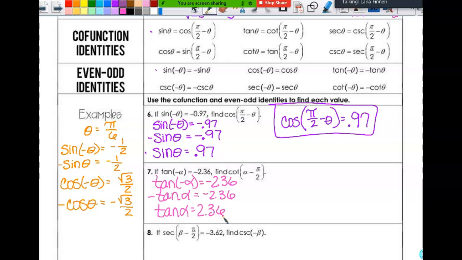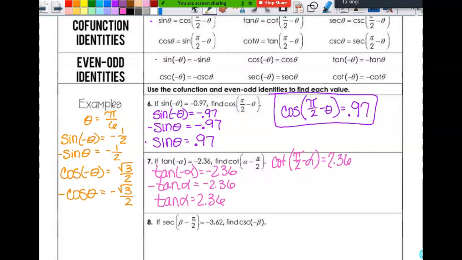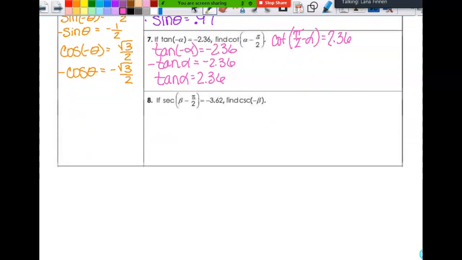So now I get to substitute. For tangent of alpha, I'm going to substitute this right here, but making it alpha. So that's going to give me cotangent of pi halves minus alpha equals 2.36. But the problem is that doesn't look exactly like what I wanted because it's backwards, so I'm definitely not done. So I'm going to go ahead and flip those around, and I'm going to get the cotangent of negative alpha plus pi halves, watch your signs, that's equal to 2.36.